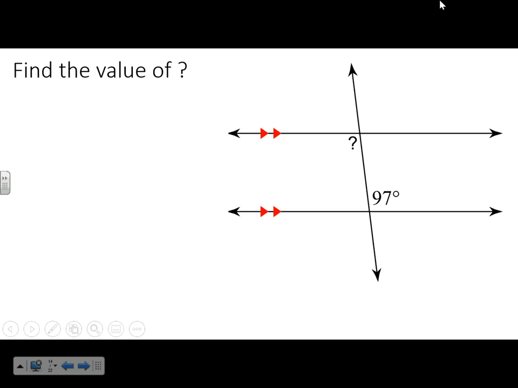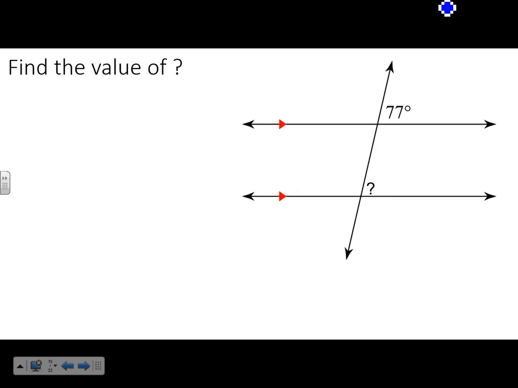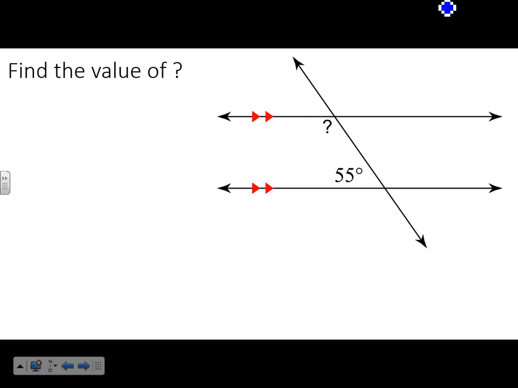So these first ones are really easy. Find the value of the question mark. Well, if this is 97, this one's 97. And again, you don't have to write it down, but that's the alternate interior angle. This question mark is 77 because they're corresponding angles. So they're congruent. And this one, it's not 55 because now it's same side interior. So 55 plus what number is 180? So 180 minus 55 is 125. So it's got to be 125.